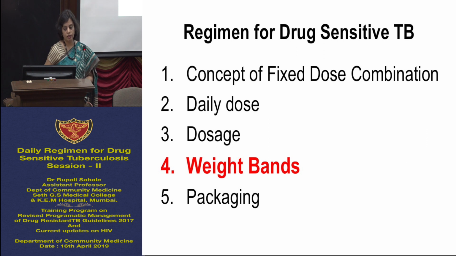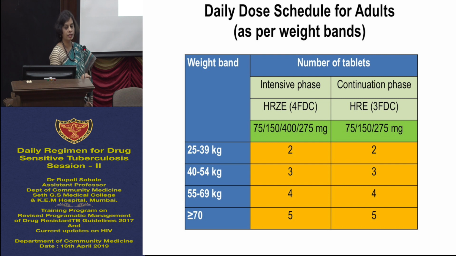Coming to the weight bands, so how these tablets are given. Under RNTCP for adult patients, these are the weight bands, 25 to 39 and such 4 weight bands. Let us take one example. Suppose the patient comes; after evaluating everything, we know that we have to start with the daily regimen. We have to weigh the patient. Suppose the weight of that patient is 50 kg. In which weight band will the patient be? Which weight band? 40 to 54. Okay. So once we know the weight, we categorize into that particular weight band.